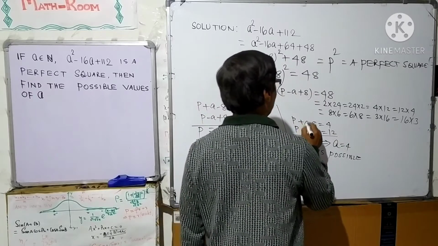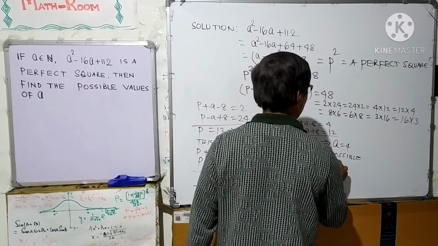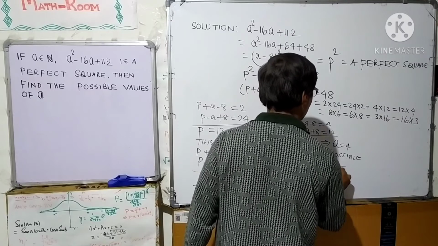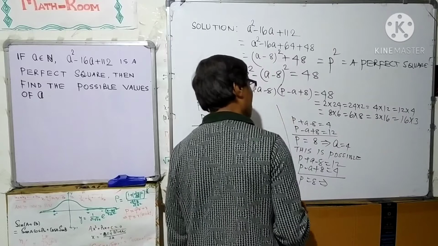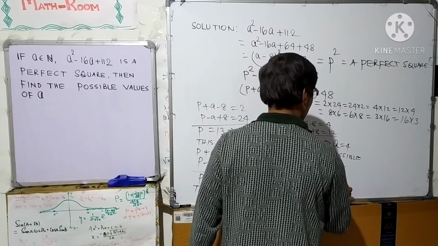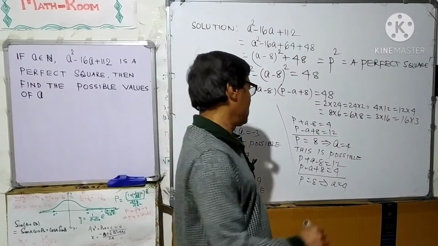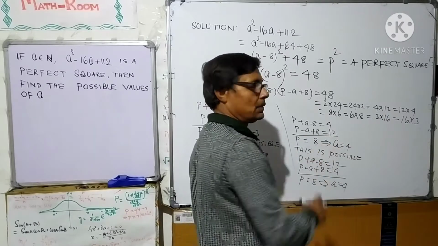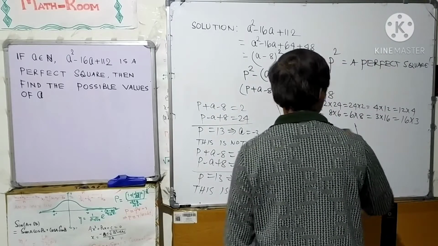Again, if we put p plus a minus 8 equal to 12 and p minus a plus 8 equal to 4, we also get p equal to 8, and this implies a equal to 4. Here we get the same solution for p and a, p equal to 8 and a equal to 4. This is possible.